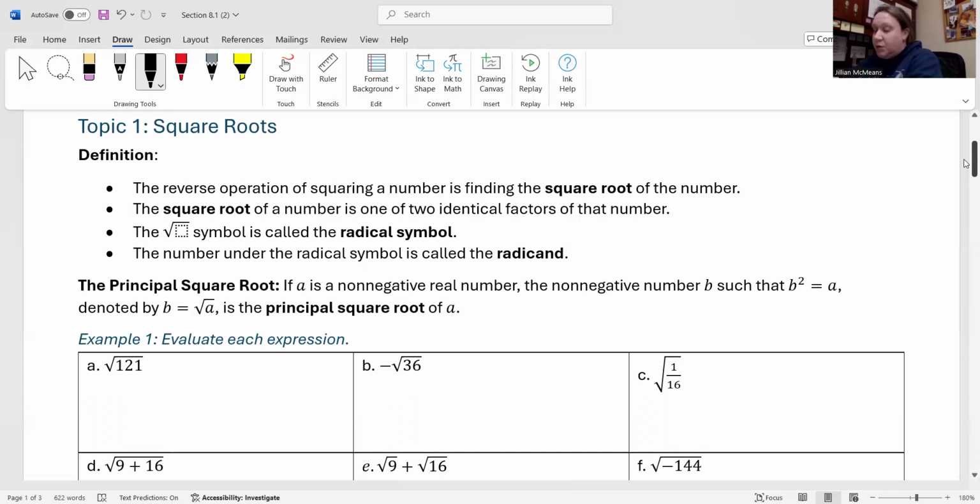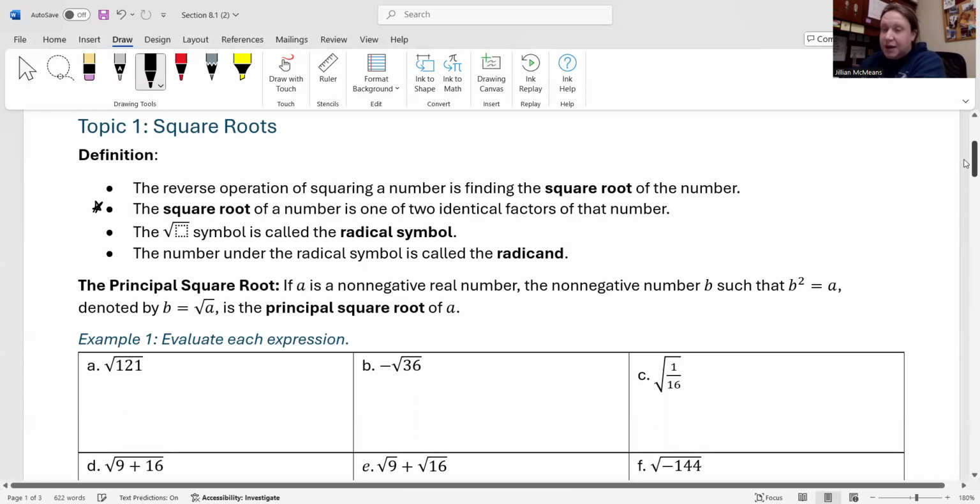Okay, and then we have the square root of a number. Now, this is a very informal definition, but it helps you understand what's really going on. So pay attention to this one. Just know it's not super fancy. So the square root of a number is one of 2 identical factors of that number. So I could say, okay, the square root of 4 has to be 2. Well, how do I know that? I know that because 2 times 2, or 2 squared, is 4.